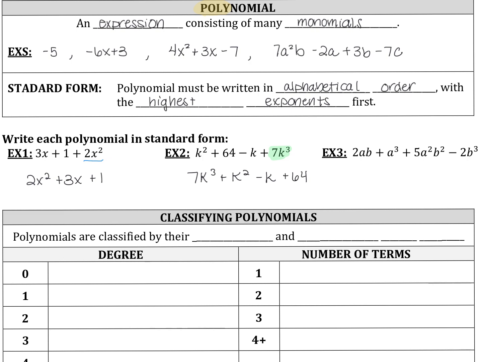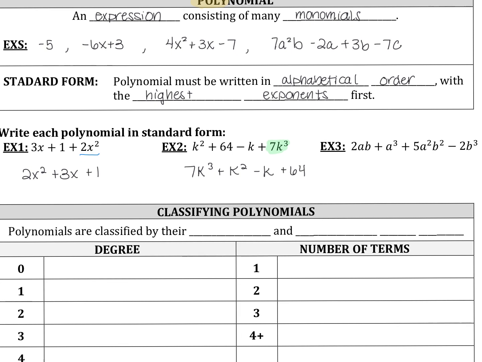How'd you do? With example 3, it gets a little bit messier because we've got multiple variables. If you watch several different videos, some people will treat the exponents first and deal with the highest exponents and then go to the alphabetical, and some will do the alphabetical first and then go to the highest exponents. I tend to do my exponents first and then worry about alphabetical, meaning if I have a bunch of terms that have the same highest exponent, I'm going to list them alphabetically and then work my way down the exponents.